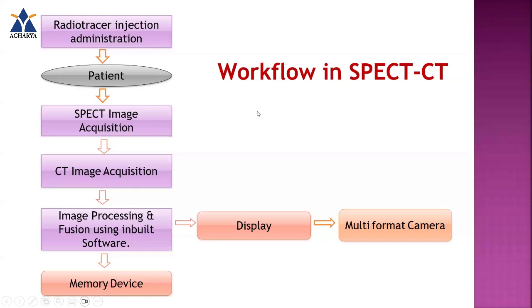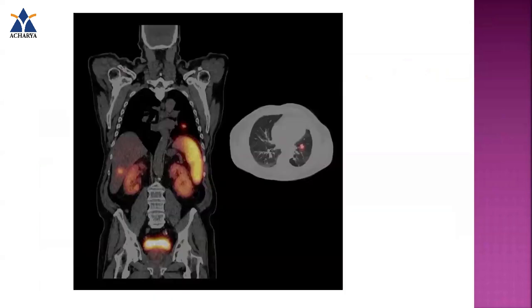So SPECT CT, what happened? The radioactive tracer injection administered to the patient's body gives the SPECT image data. From the CT, we are getting the CT image data. Both are fused by the inbuilt software, which gives a single view image. That image can be displayed or recorded. So this is the SPECT CT image, where we get the metabolic as well as the structural image.